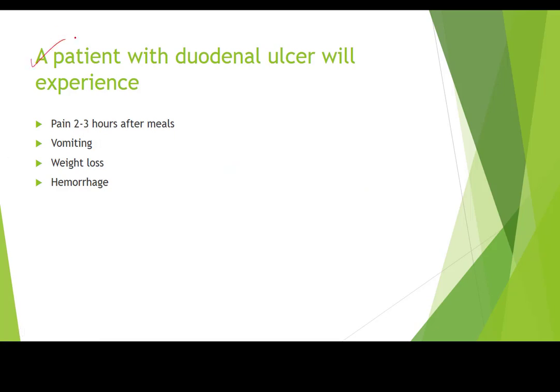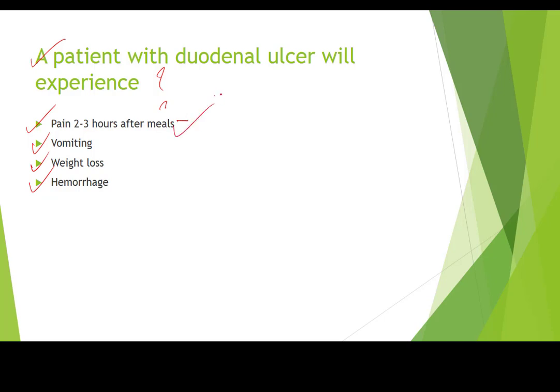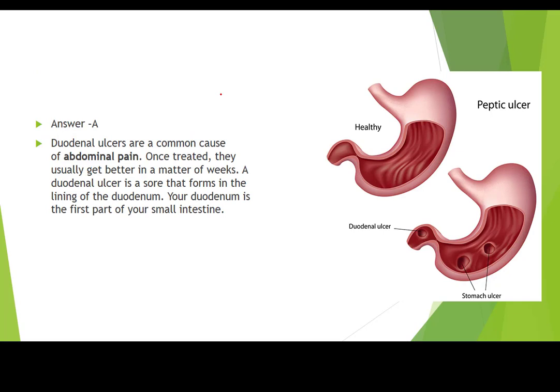Moving on to the next question: a patient with duodenal ulcer will experience A, pain 2-3 hours after a meal; B, vomiting; C, weight loss; and D, hemorrhage. The correct answer is pain 2-3 hours after taking a meal. So this patient with a duodenal ulcer may get pain 2 or 3 hours after consuming food.